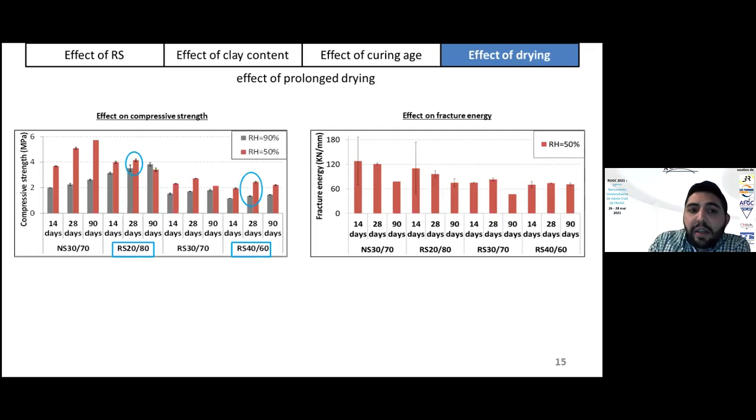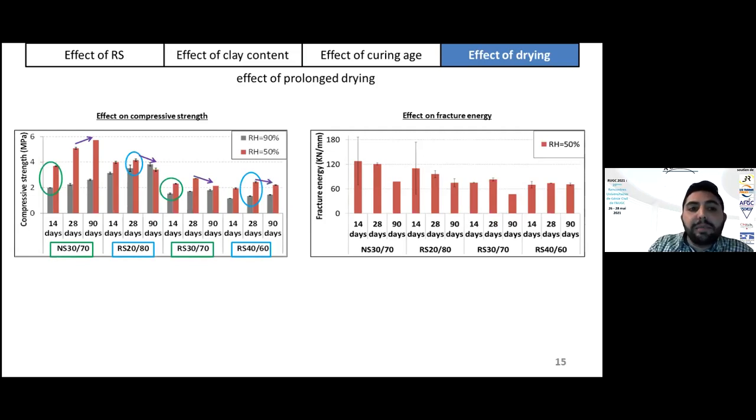This justifies the lowest increase in strength as a result of drying in RS2080, the lowest clay content, and the highest increase in strength in the RS4060 mixture. Regarding the recycled sand, the increase in the recycled sand mixture due to drying is less than that in the natural sand mixture. This indicates that more shrinkage-induced cracking was formed in the recycled sand mixture, curbing the suction effect.